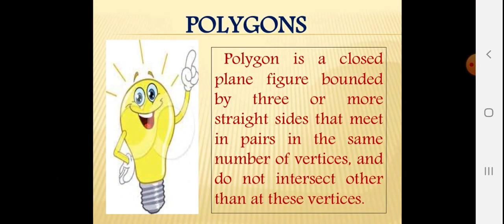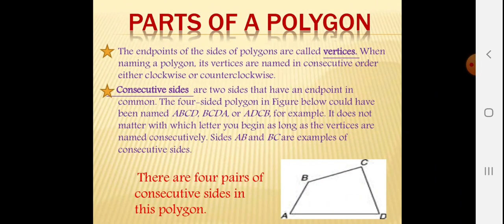Polygons. A polygon is a closed plane figure bounded by 3 or more straight sides that meet in pairs in the same number of vertices and do not intersect other than at these vertices. Parts of polygon. The endpoints of the sides of a polygon are called the vertices. Here in the figure, there are 4 vertices A, B, C, D. When naming a polygon, the vertices are named in consecutive order, one after another, either clockwise or counterclockwise.